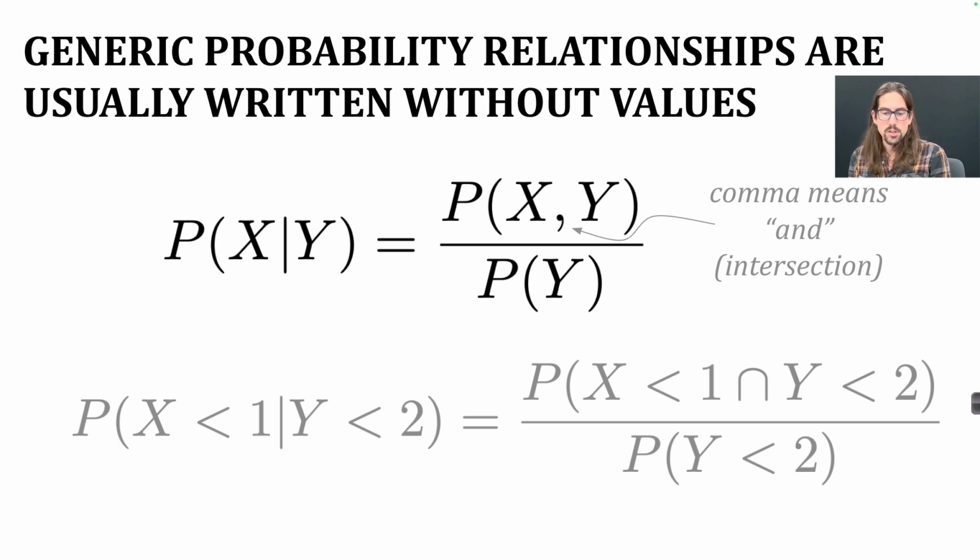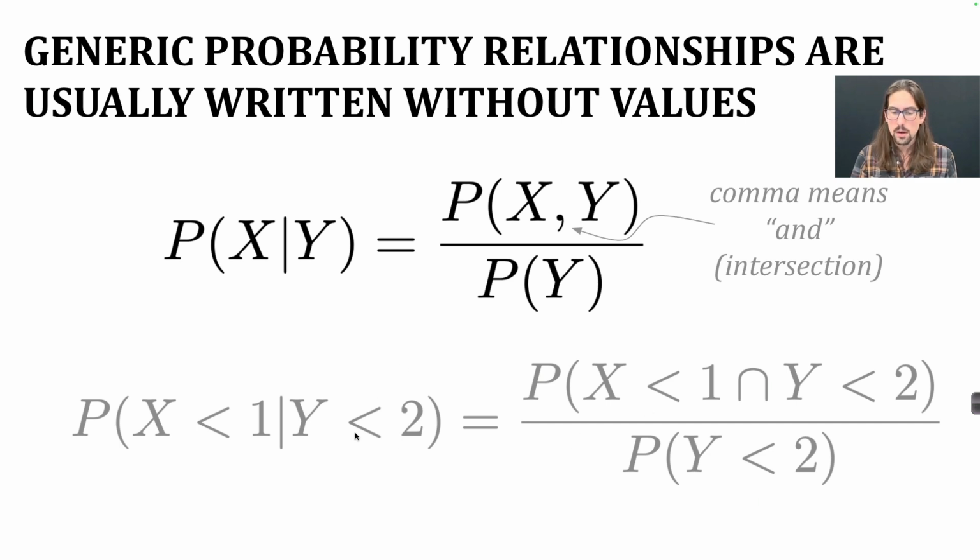I just wanted to point out that when a probability relationship holds generically, no matter what the values are, it's often written without them. So, for example, down here, this is really what we proved previously. When x is less than 1, if you count up the total number of times in the subpopulation where y is less than 2, where x is less than 1, we can write that as this joint probability divided by this marginal probability.